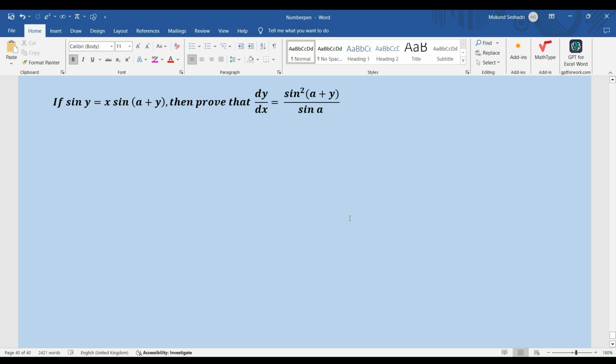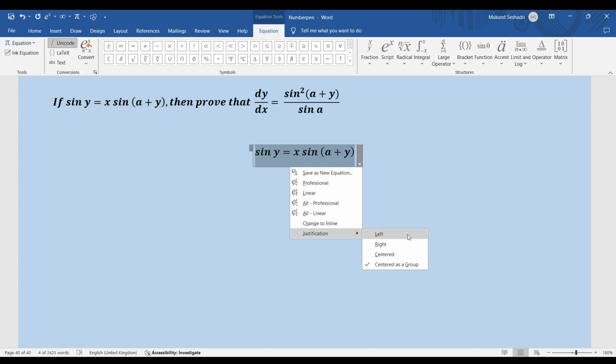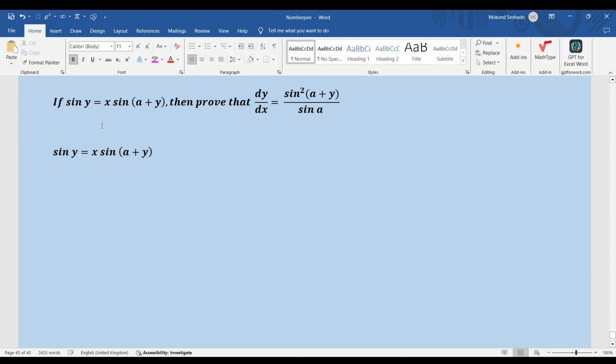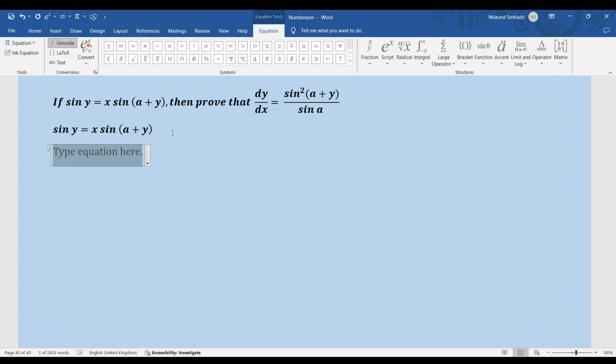So there we have the problem on our screen. If sin y equals x times sin(a + y), then prove that dy/dx equals sin²(a + y) whole divided by sin a. So we have an implicit function because y is not explicitly expressed in terms of x. And let's write down the expression we have before we start differentiating on either side. So we have to figure out what our dy/dx is, right? And then probably this might involve a little bit of trigonometric simplification from what it seems like from the problem, right? So I differentiate on either side.